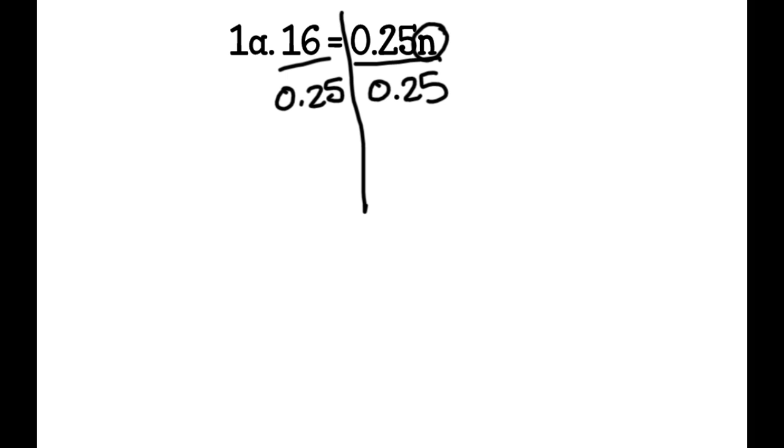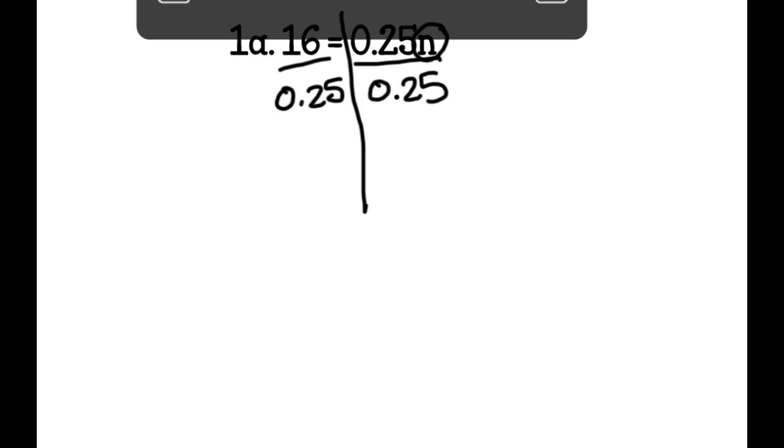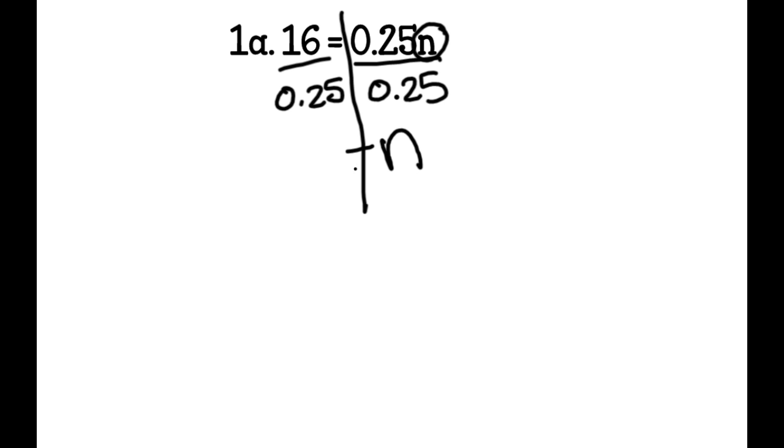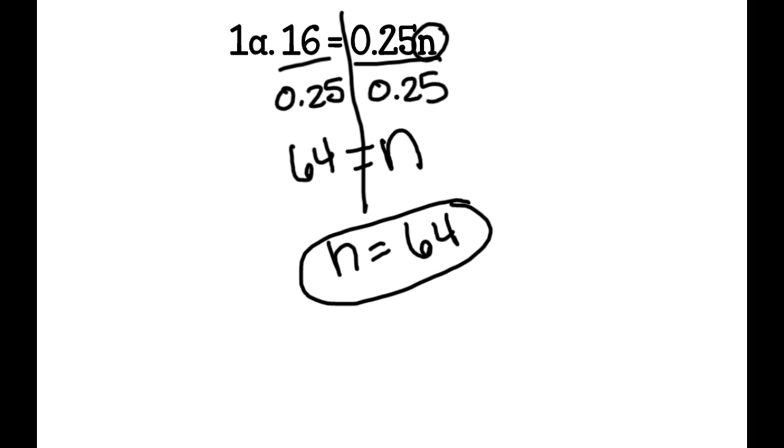Okay, here we have 16 equals 25 hundredths times n. So we divide both sides by 25 hundredths because we're trying to get n by itself. Since that's multiplication happening there, we're going to use division to undo that multiplication. 25 hundredths divided by 25 hundredths we know is going to be 1. So that will just become an n right here. Sorry, I'm having trouble with my pen. We have an n right here. And then 16 divided by 25 hundredths is 64. So we can write that as n equals 64. And I circle it, and that's my answer.